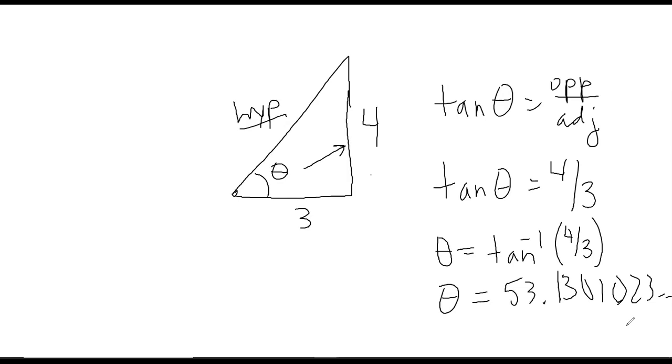Now, this question says, find the angular size of this angle to the nearest 1/10 of a degree. 1/10 of a degree is 1 decimal place. So the correct answer to this is 53.1. 53.1 what? Degrees. Yes, 53.1 degrees to the nearest 1/10. That's 1 decimal place.